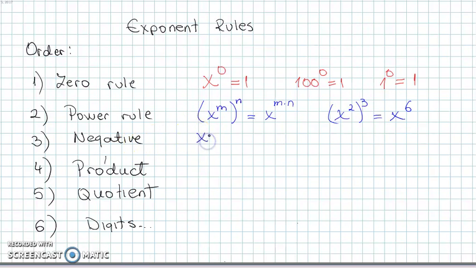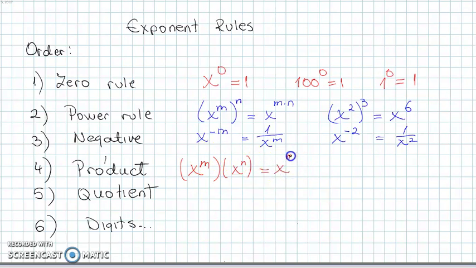Negative exponent: if I have x to the negative m, this is the same thing as 1 over x to the m. Or if I give you the example x to the negative 2, this is 1 over x squared. Product rule means when I'm multiplying two variables with the same base, I'm adding up the exponents. So this is x to the power of m plus n. For example, 2 to the power of 3 times 2 to the power of 5 is equal to 2 to the power of 8. Remember that you have to have the same base.